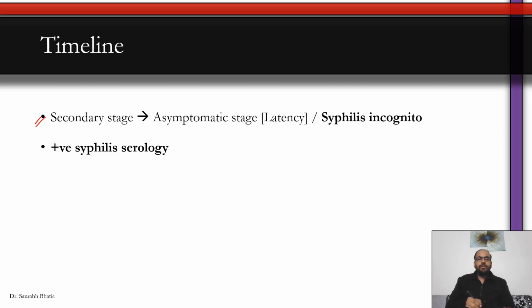After the secondary stage is over, whether with treatment or without treatment, the patient enters a stage which is known as the asymptomatic stage. Here we call the syphilis latent syphilis. Now, what do we mean by latent syphilis? That means the spirochetes are present in the system, the antibodies are present in the system, and the serological tests and all treponemal-specific tests will be positive at that time. Okay, and the patient might be having infrequent relapses in between.